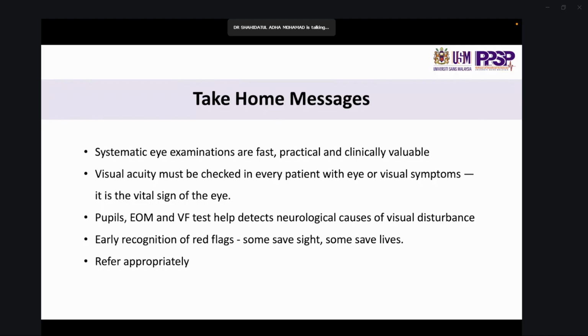By assessing pupils, EOM, and visual field, you are actually detecting some neurological causes of the visual disturbance as well. And as you know, early recognition of the red flags may save some sight as well as save lives, because if it involves neurological causes, we need to do urgent imaging such as MRI or CT scans, and then we need to refer urgently to neuromedical or neurosurgical. Okay, and lastly, refer appropriately. We accept all cases related to the eye or visual disturbances. Okay, with that, thank you.